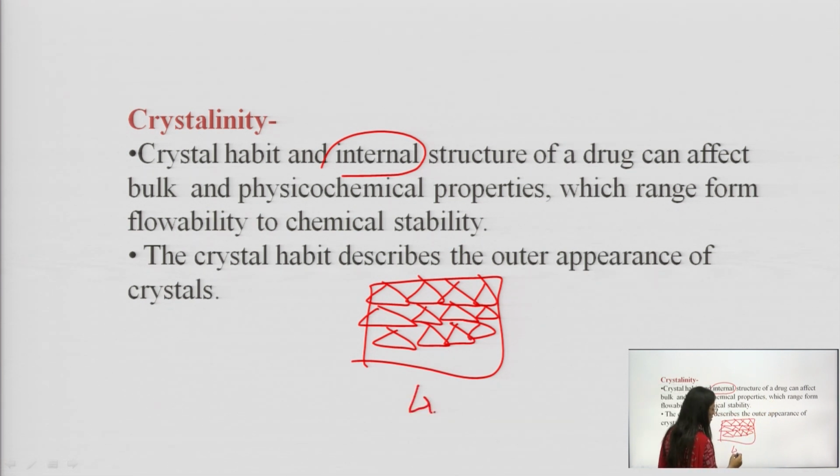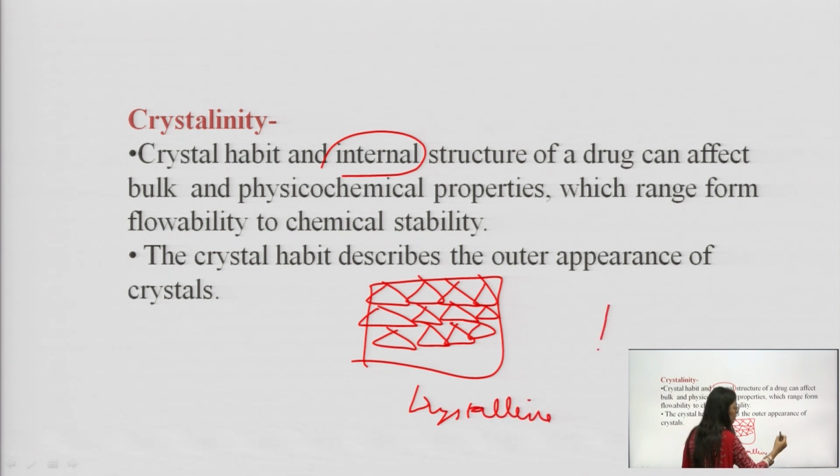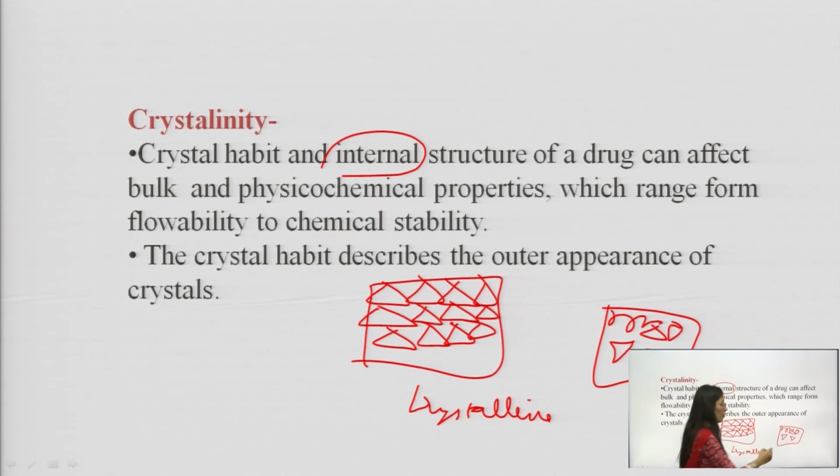This is called crystalline. Okay, and what is amorphous? Amorphous means irregular structure, like this, a very irregular arrangement. This is called amorphous. Okay. The crystal habit describes the outer appearance of a crystal. These are the crystal habits, which describe the outer appearance of the particular crystals only.